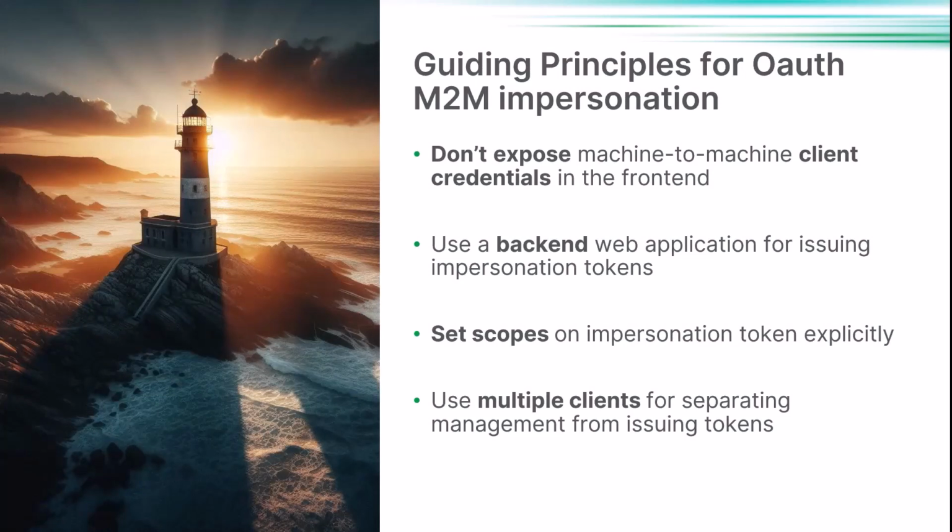First of all, this method doesn't expose client credentials in the front end, since there's a backend service for issuing the impersonation token on behalf of a user. The impersonation token can have a predefined scope in order to follow the best practice of giving the user the least possible privileges compared to the action they need to perform. Another best practice can be to use multiple clients for separating the management tasks an administrator needs to accomplish on the tenant from the procedure to issue a token for authenticating an end user.